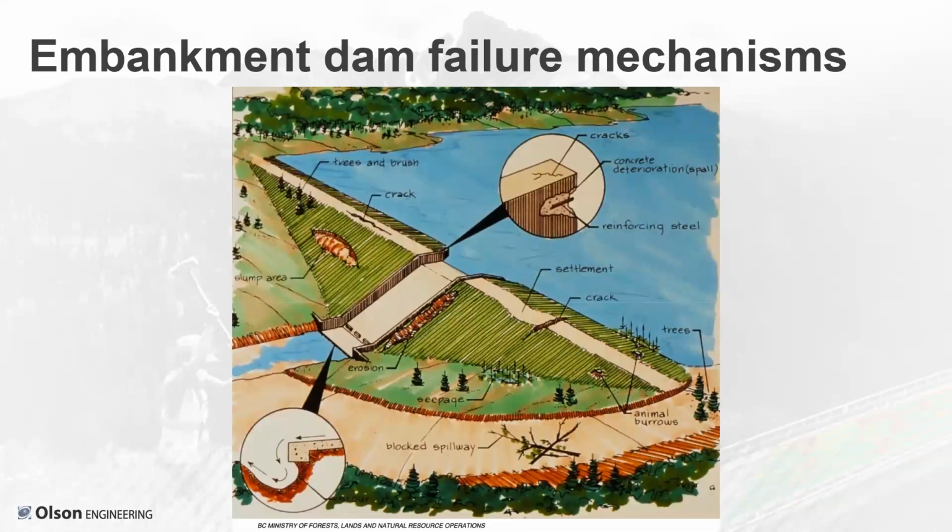So here is another cartoon from Canada's BC Ministry of Forests that shows a cartoon of a dam and shows some of the places where we can have failure mechanisms. We can have trees growing on a dam that eventually compromise its structural integrity. We can have slumps. We can have cracks that form. We can have failures in the concrete, although this talk is not focusing on concrete issues. We can have settlement, again, cracks, animal burrows, seepage. We can have wear on the surface from erosion that doesn't have to be from overtopping. It can be from a heavy rain, all right?